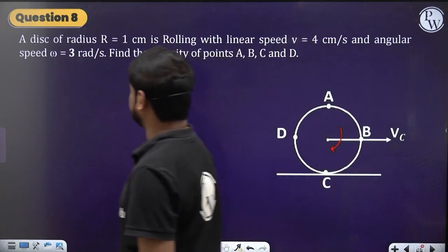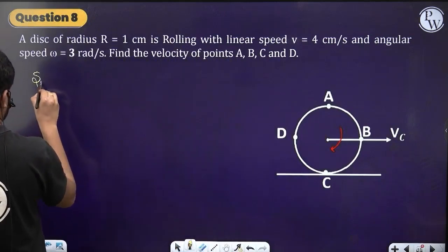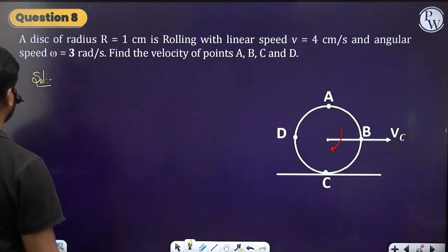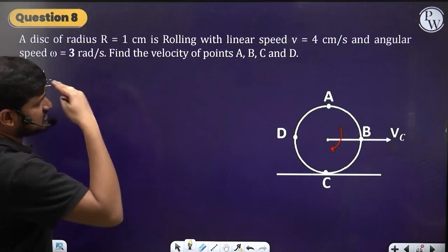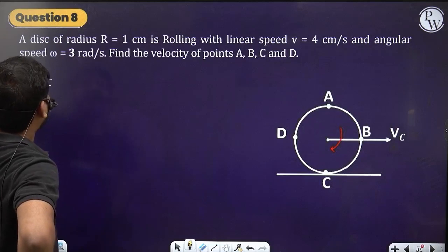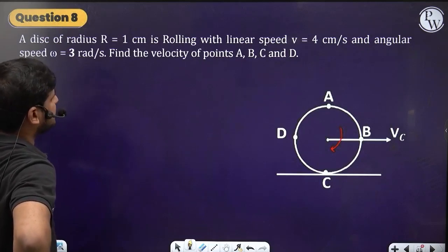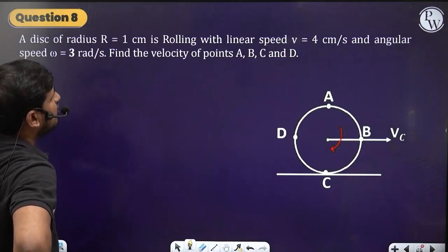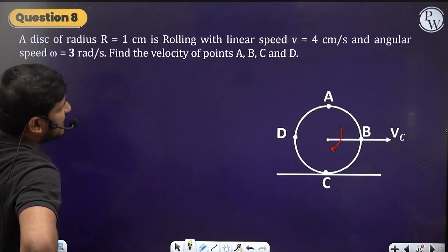So let's solve the next question. What does the question say here? A disc of radius 1 centimeter is rolling with a linear speed v equals 4 centimeter per second and angular speed 3 radian per second. Find the velocity of points A, B, C, D.